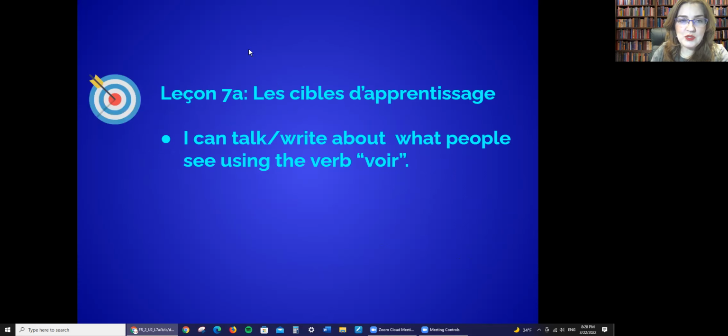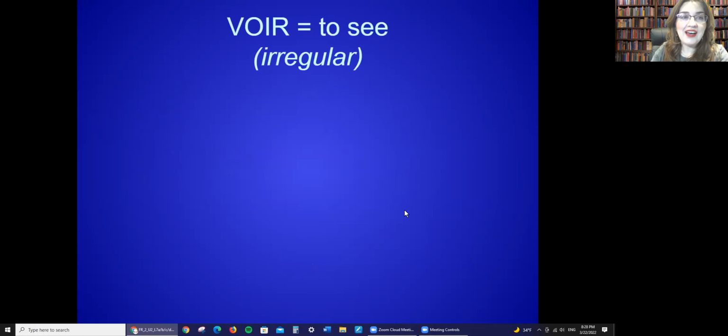Let's start with the first learning target. I can talk about what people see using the verb voir. Voir, it's an irregular verb. It means to see. And here is how we conjugate it in the present tense. And then we will learn how to conjugate it in the passé composé. D'accord? So, say it with me.